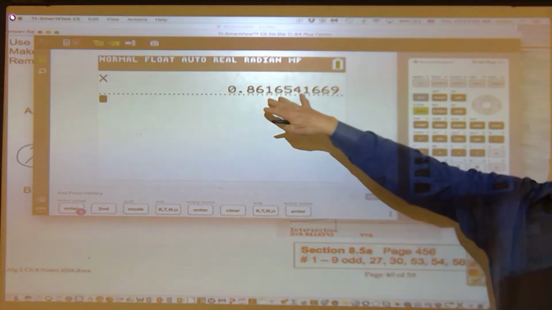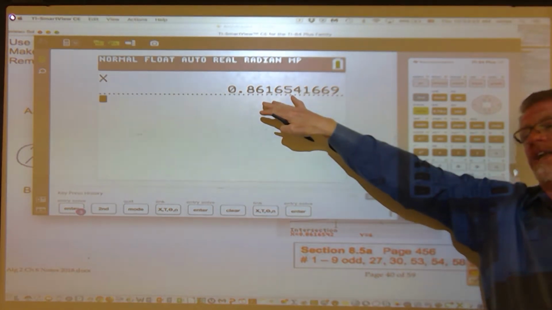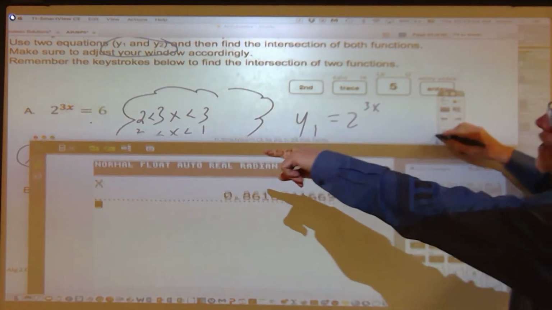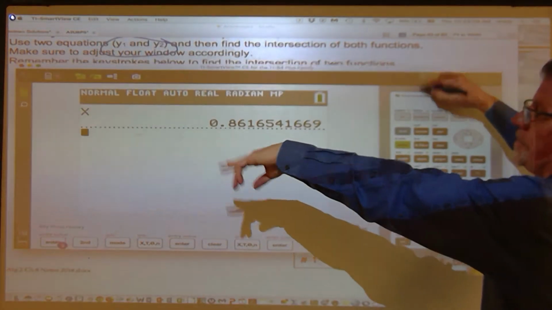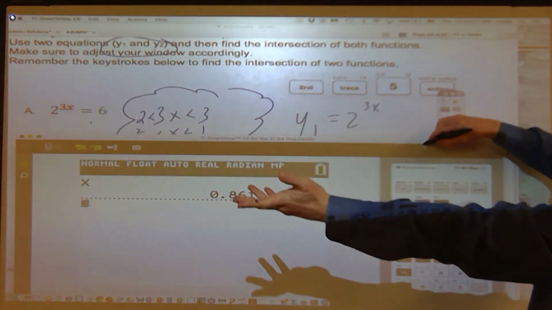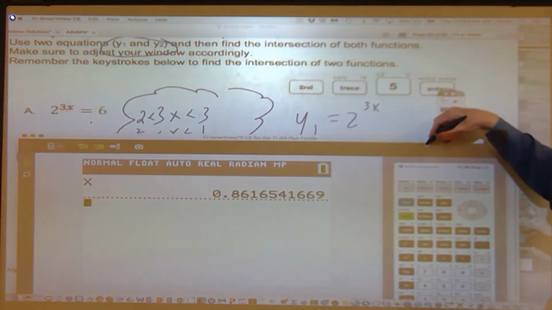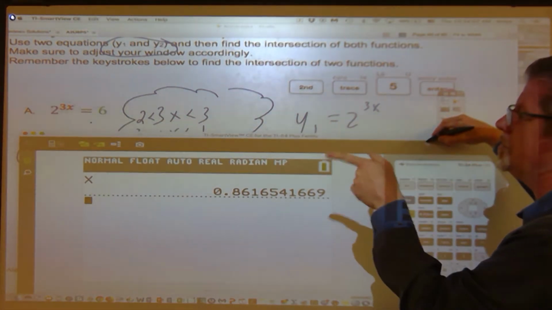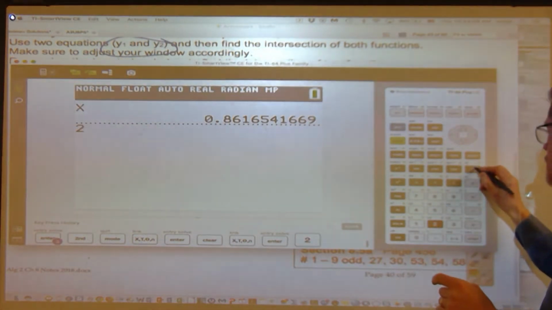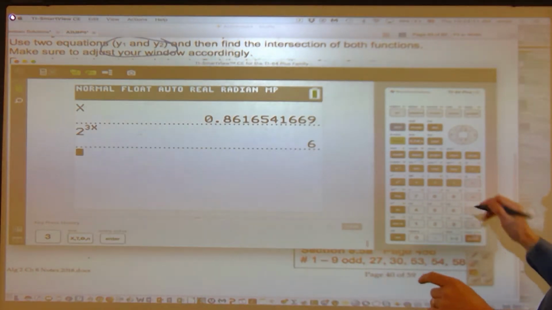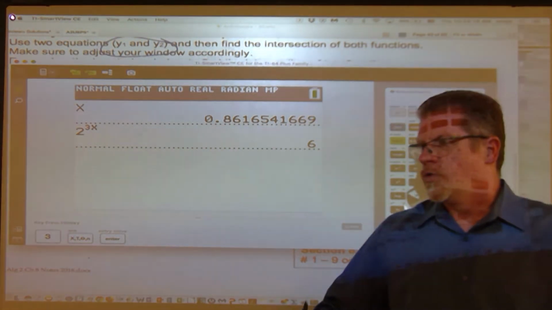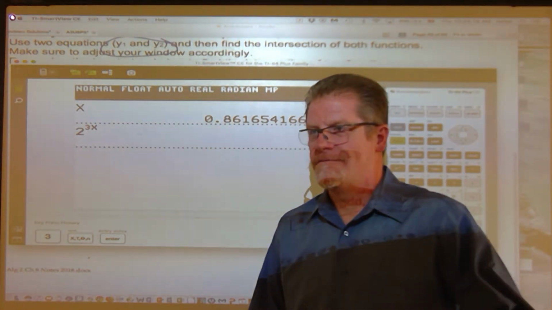Notice that the value is stored in variable x. So if I type in 2 to the 3x, it should give me 6. I mean, come on, you can use your calculator to know whether you have the correct answer before you even turn the test in. Is it really true that 2 to the 3x is 6? Let's find out. 2 caret 3x, enter, is 6. We did it. We solved the equation.